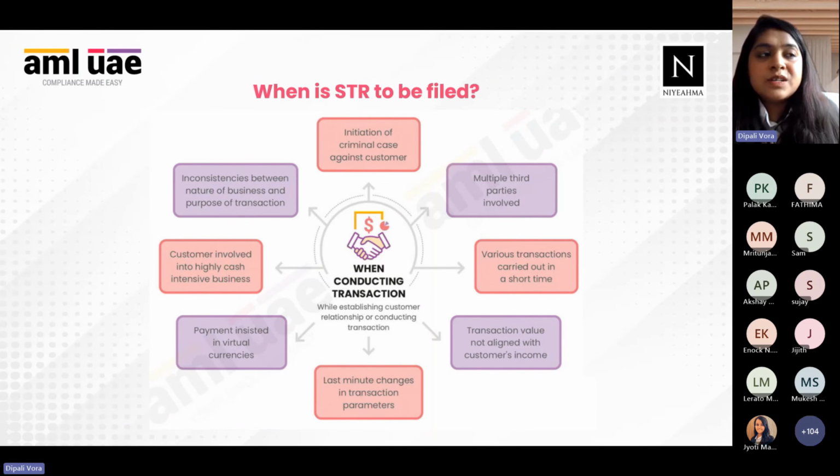If the value of the transaction which a particular customer is trying to have with you is not in line with that customer's economic profile, the transactions they're carrying out are of huge amounts, but they are not able to present a proper, legit source of funds or source of wealth to you, that is also something that could be considered, and an STR could be filed.